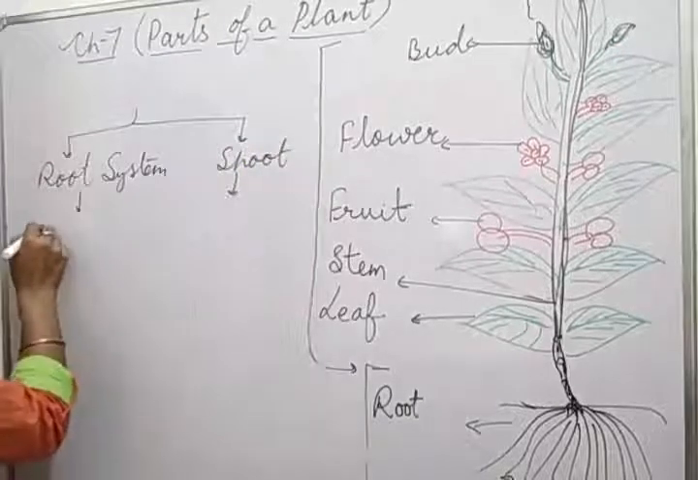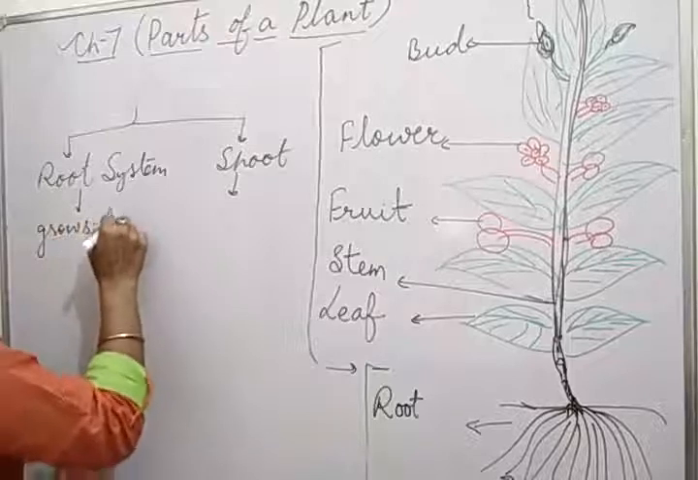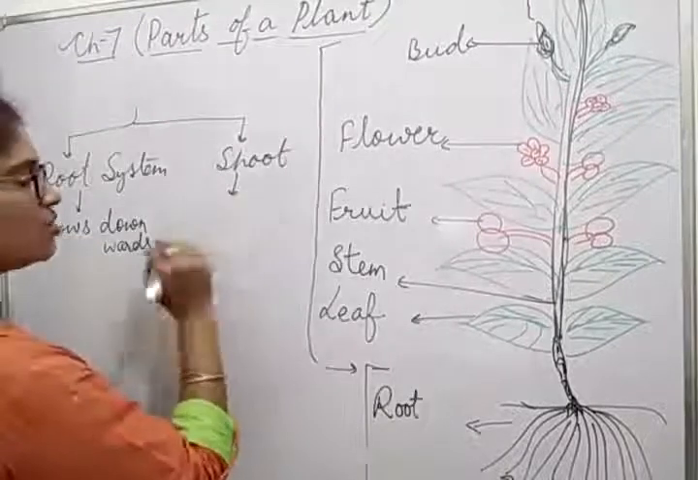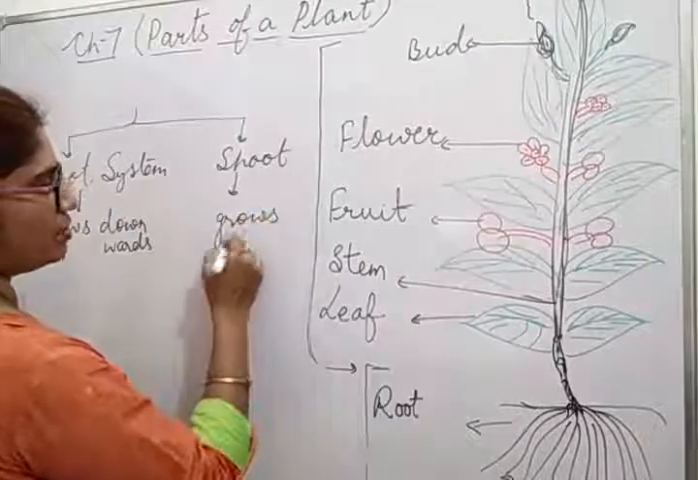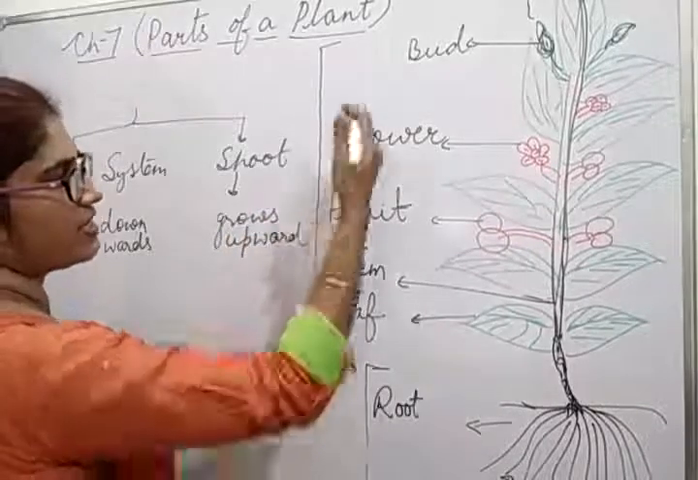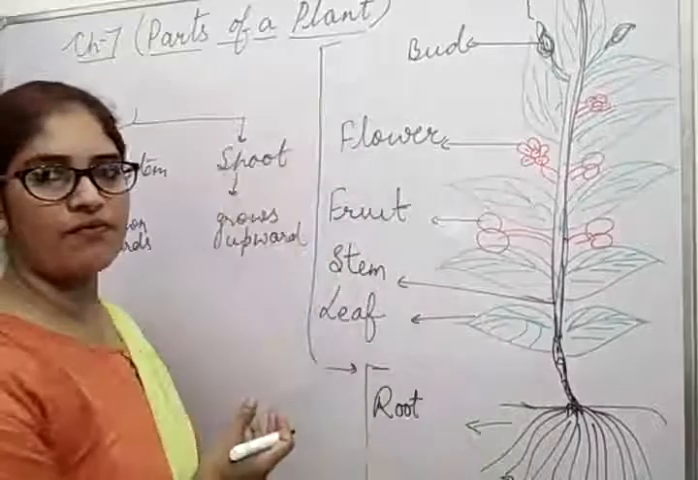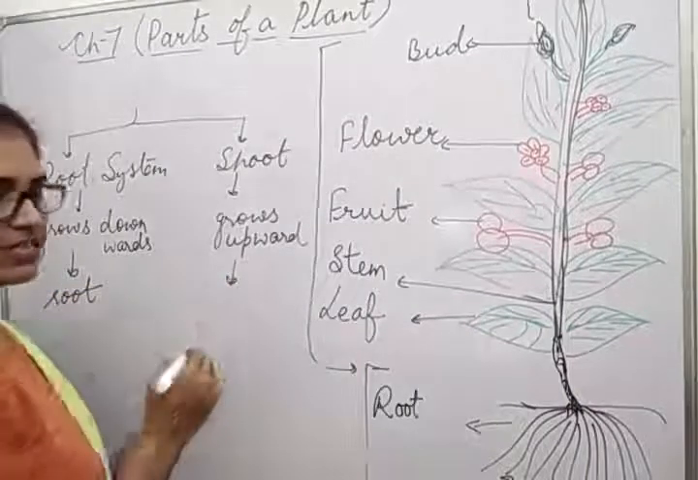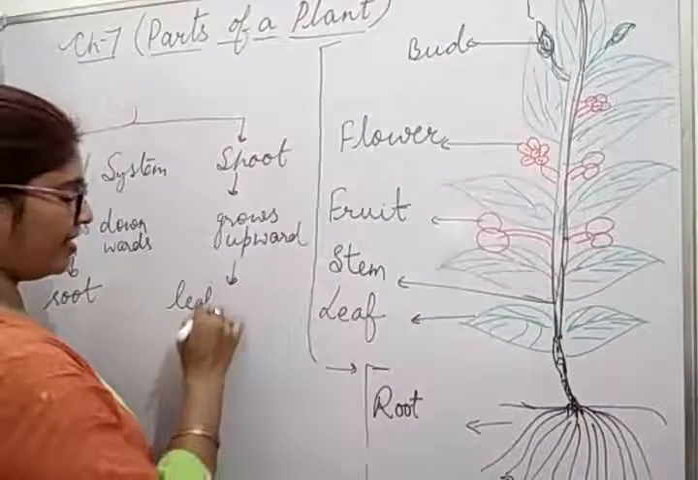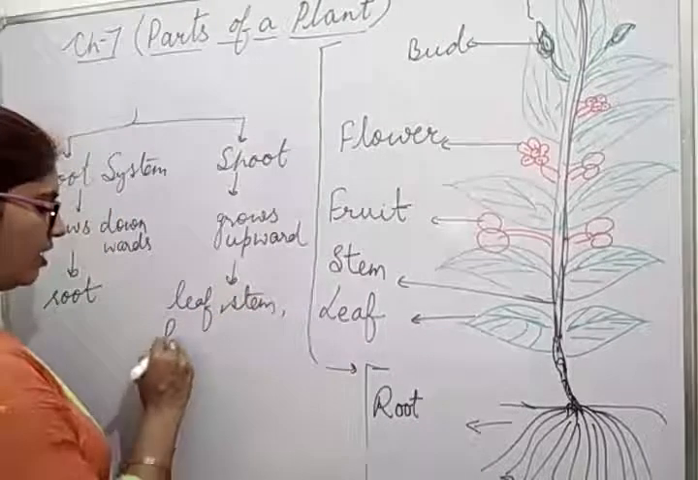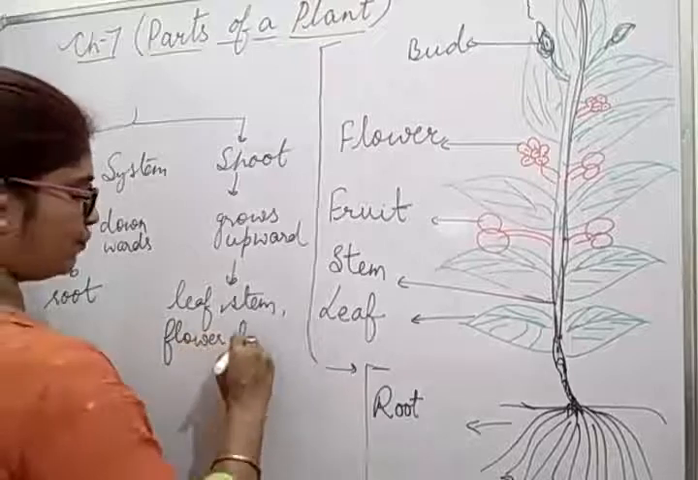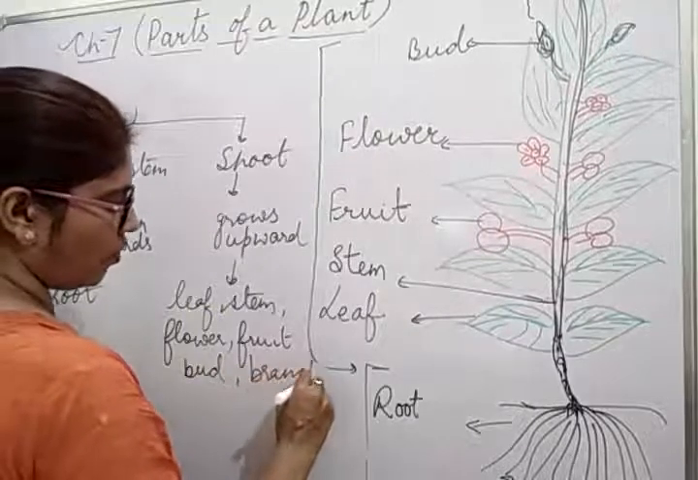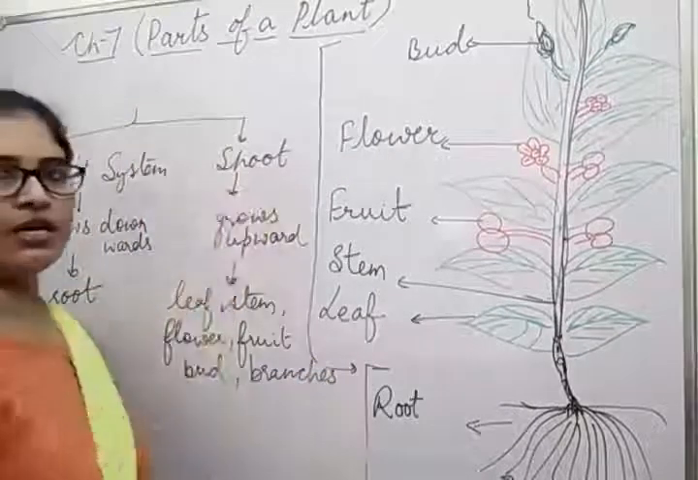Okay, the root system grows downward under the soil, and the shoot system grows in the upward direction, as it consists of all the other parts. The root consists only of roots, and the shoot consists of all these parts: leaf, stem, flower, fruit, bud, branches. All these parts of the plant come under the shoot system.